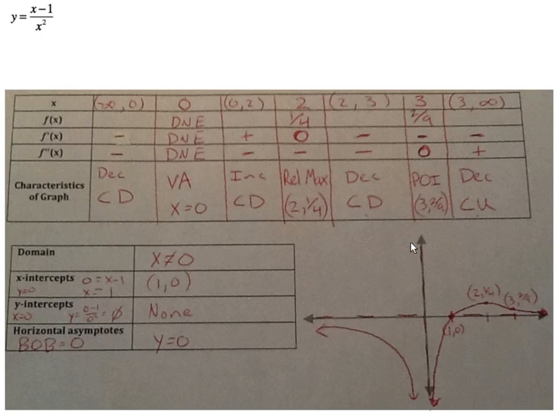So we sketched out our asymptotes here. On this interval, decreasing concave down. On this increasing and concave down, and we had our x-intercept here. Then we hit our relative maximum at 2, 1/4. And here's our point of inflection. So here it was decreasing concave down, and it switched to decreasing concave up. And so that made our point of inflection right here. And there's your graph.